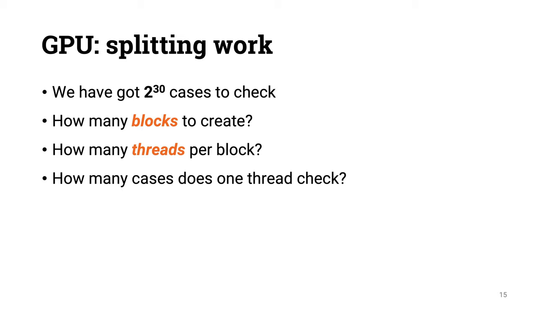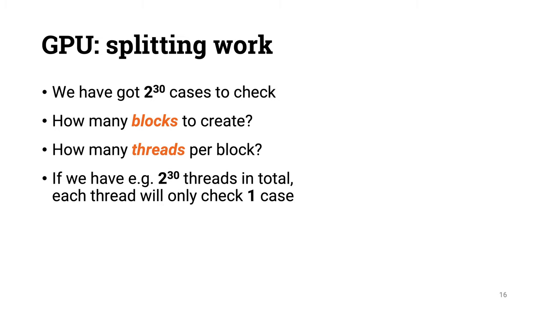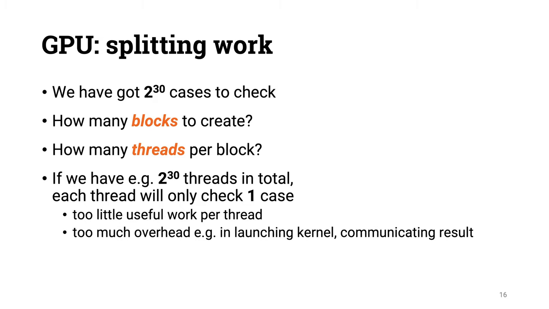Now, to do anything on a GPU, we will need to create tons of threads. And threads are always organized in blocks that consist of warps. So before we can do anything, we will need to decide how to split our work among blocks and threads. We already know we will need to have lots of threads in any GPU program. But if we use too many threads, one thread can do only very little useful work. Say, if you had so many threads that each thread would only check one case, then each thread would do just a handful of arithmetic operations. And the overhead related to launching the kernel and especially reporting back the result would dominate. So we need lots of threads, but not too many.